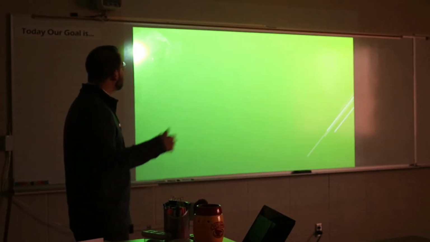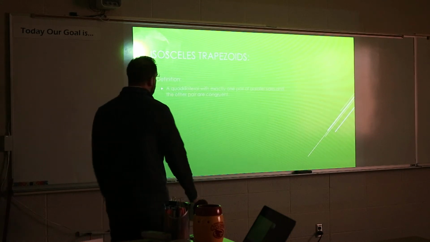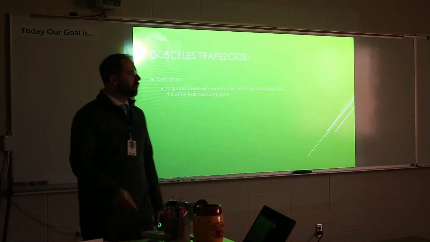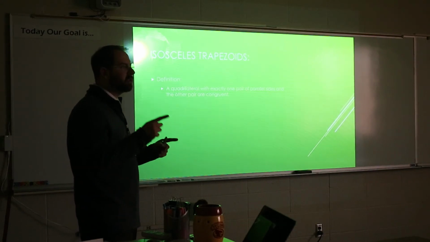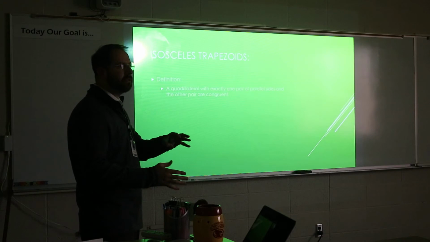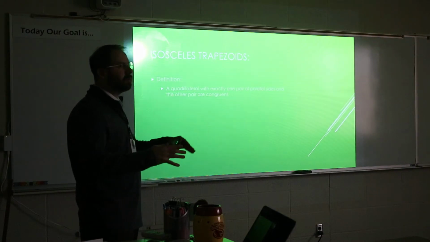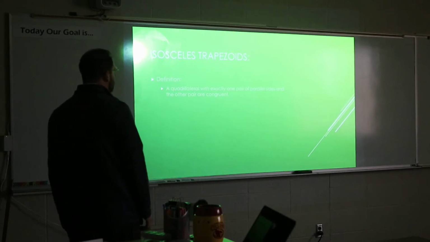Okay. The isosceles trapezoid is basically the exact same definition. It just has one extra part. So it's still a quad, has one pair of parallel sides, but here's the new thing. The other pair of sides, the ones that are not parallel, those are equal in length. They're actually congruent.